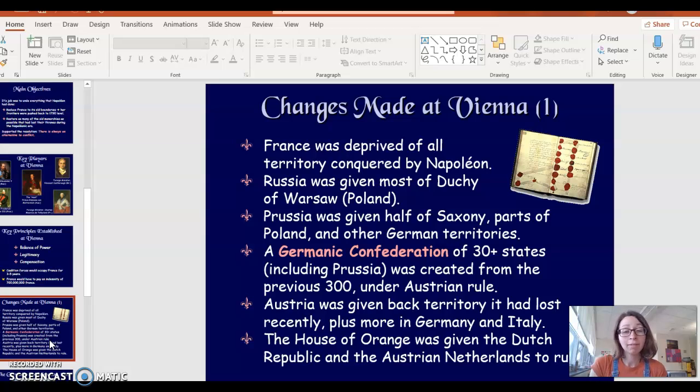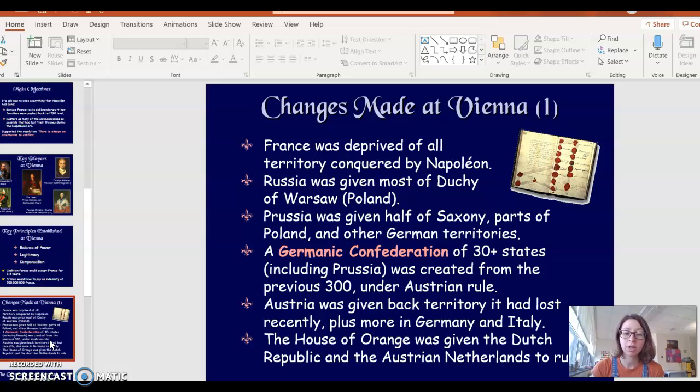Prussia was given half of Saxony, parts of Poland, and other German territories. Remember, Prussia is going to be the unifying German state. We'll get to them next lesson. A Germanic Confederation of 30 plus states, including Germany, was created from the previous 300 states, and they were placed under Austrian rule, which is going to cause an issue because Prussia and Austria are really going to be fighting over who's actually controlling those people.